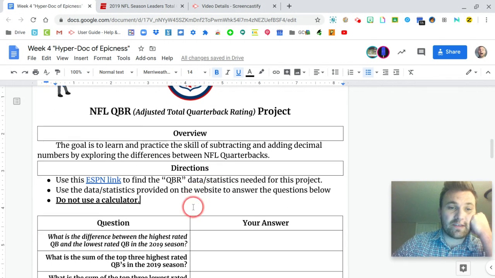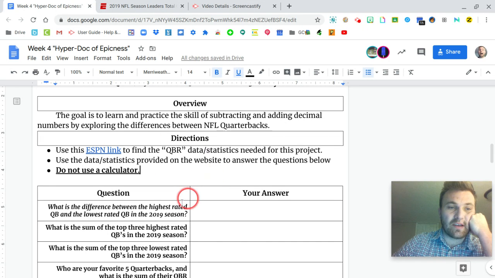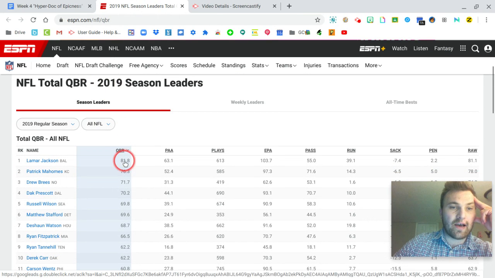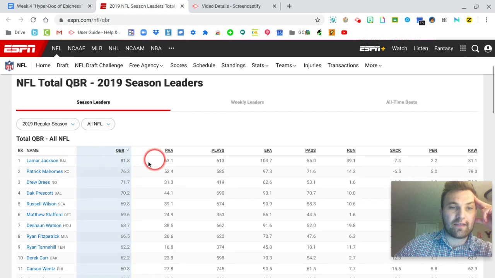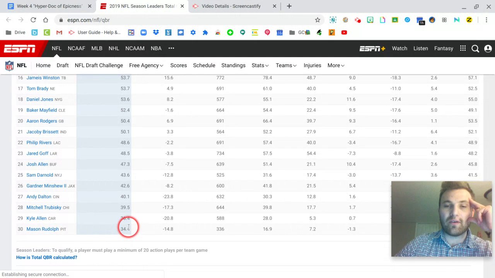Okay, so for instance, down here, and big deal here: do not use a calculator. Right, that defeats the purpose. So, for instance, first question is, what is the difference between the highest rated quarterback and the lowest rated quarterback in the 2019 season? Student can click on the link, which brings them up to this website here. And so I've got the highest rated quarterback, who was Lamar Jackson, at 81 and 8/10 or 81.8. And the lowest on the list is Mason Rudolph at 34 and 4/10 or 34.4.